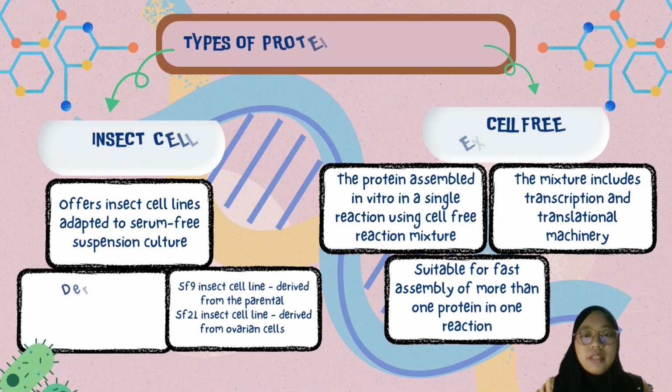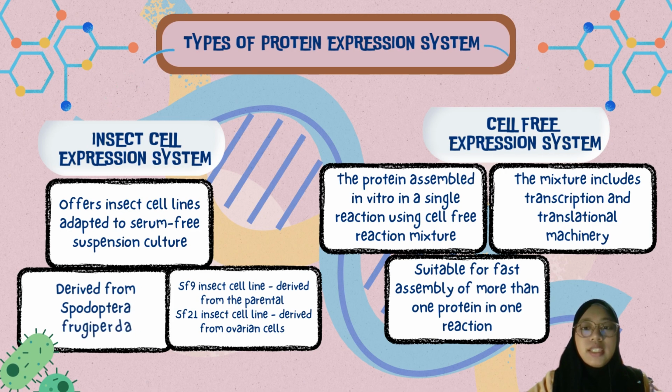Insect cell lines are adapted to serum-free suspension culture. The Sf9 insect cell line is a clonal isolate derived from the parental Spodoptera frugiperda cell line, while the Sf21 insect cell line is derived from the ovarian cells of Spodoptera frugiperda.